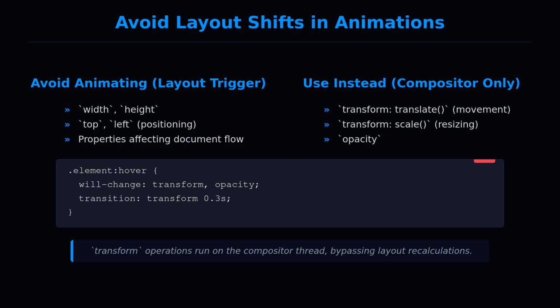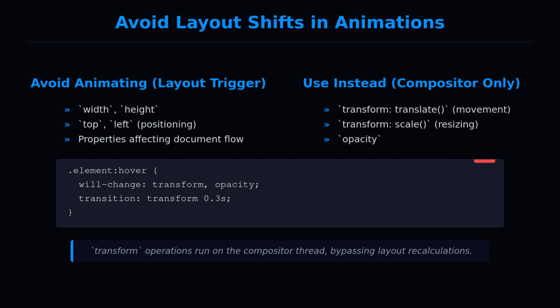Animations and transitions must not trigger layout recalculations. This is essential for maintaining a low cumulative layout shift score. Avoid animating properties that affect the document flow. These properties include "width", "height", "top", or "left". Instead, use CSS "transform" properties for movement and resizing. Use "translate" for positional changes and "scale" for size adjustments.